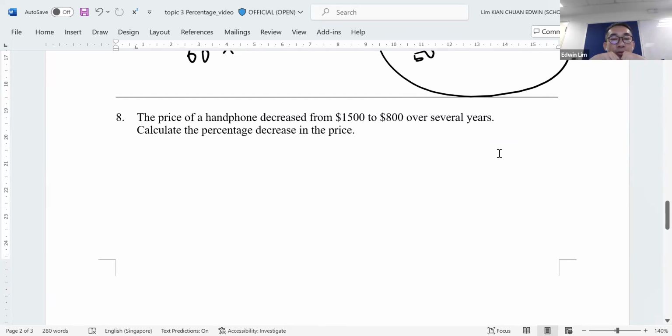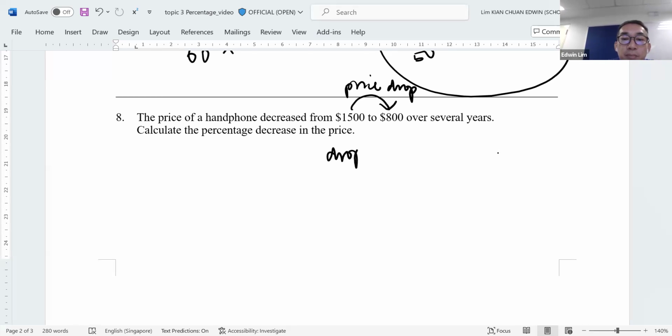Okay, the price of a handphone decreased from $1,500 to $800 over several years. Calculate the percentage decrease in the price. All right, this question is asking the price drop from $1,500 to become $800. It drops by what value? Drop 1,500 minus 800. It actually dropped by $700.